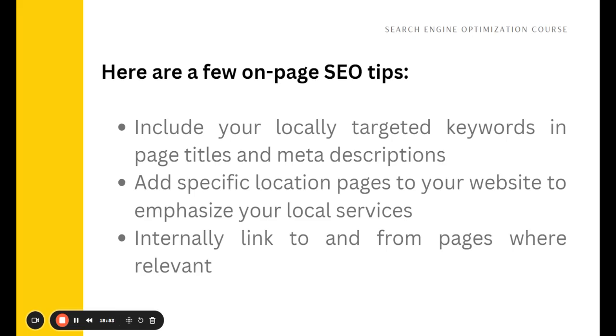So when you're doing SEO, like with blog posts, title tags, and meta descriptions, if you're trying to target locally, use locally targeted keywords in your page titles and meta descriptions. Also include your location on the pages of your website. Internally link to and from pages. That's part of off-page SEO, and it pertains to local SEO too.